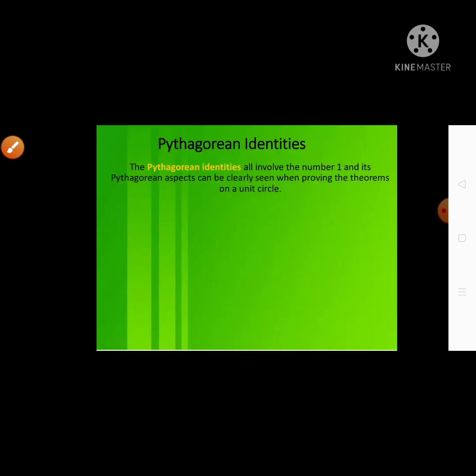Pythagorean identities. The Pythagorean identities all involve the number 1, and its Pythagorean aspect can be clearly seen when proving the theorems on a unit circle.